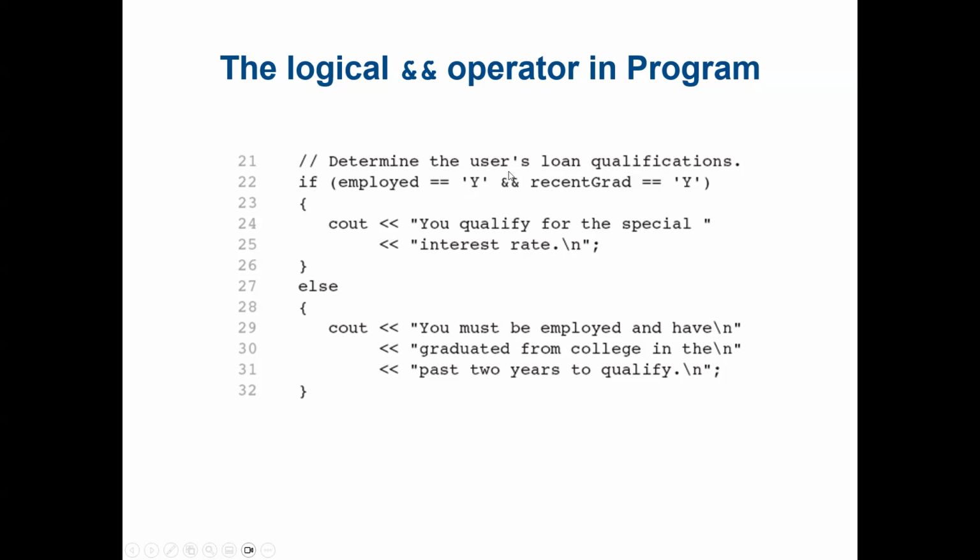Now we are using the AND operator. So this means the person must be employed, must be Y, and the recent grad must also be Y in order to execute the statement here. If one of the conditions is not Y, or both of them are not Y, then we are going to execute the else section. I think we discussed this in the previous lectures, how to use the if-else statement, the two-way statement. If a condition is true, whatever follows the if will be executed. If the condition is false, then we go to the else section to execute it.